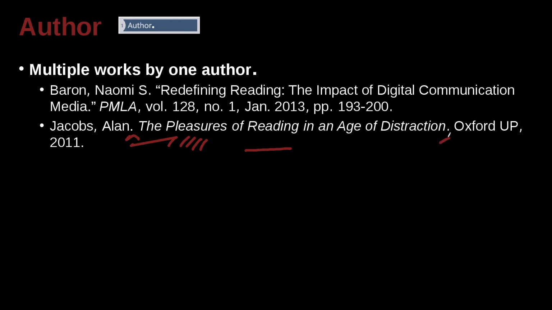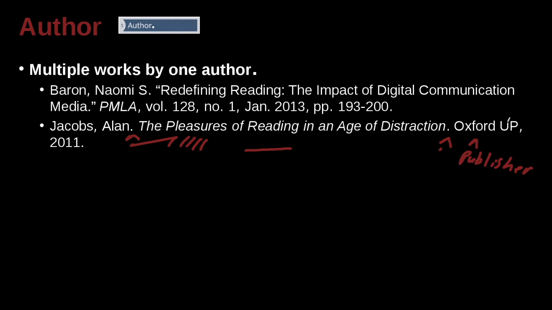Then we have a period here. And then we have the location, Oxford. Well, actually, no, it's not location. This is publisher. I'm sorry, publisher. You do not have location anymore. MLA used to have location, but you do not use location in the newest edition of MLA. And then UP is the abbreviation for the university publisher.